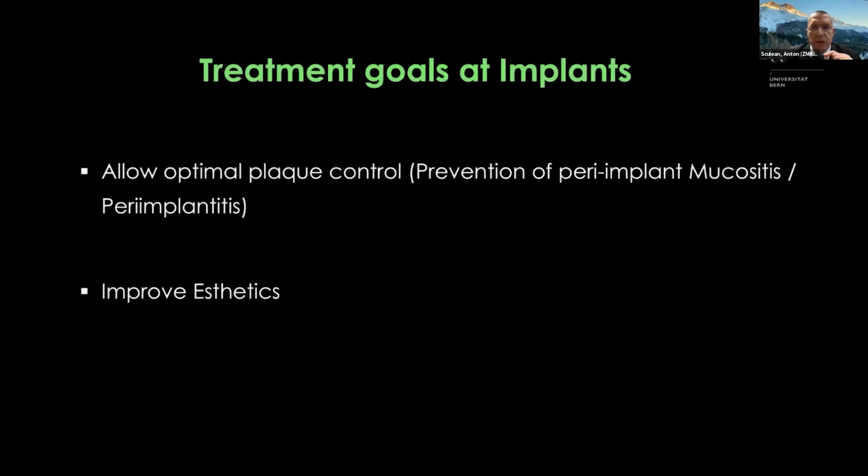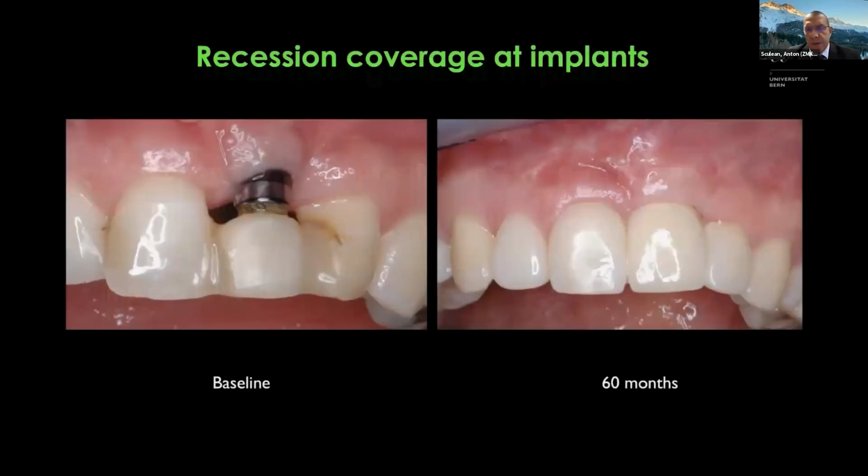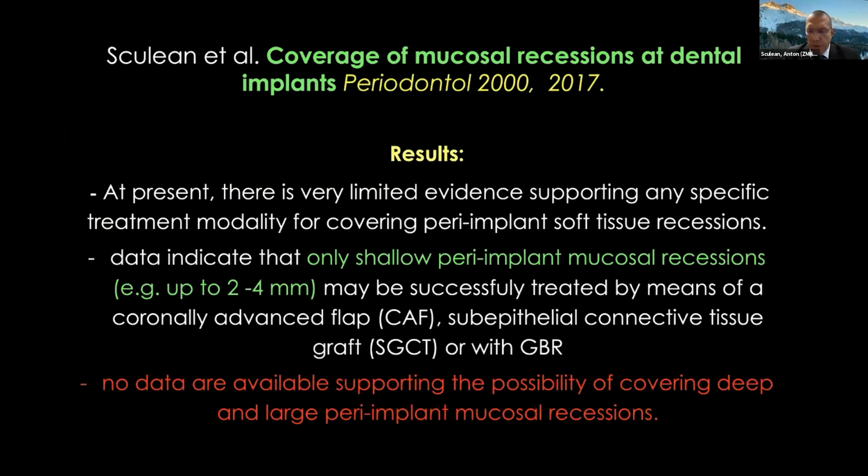What about the treatment goals at the implants? We have 2 treatment goals. The most important is to help the patient to clean better, to prevent periimplant mucositis and periimplantitis, and of course, to improve the aesthetics, especially when the implants are placed in the aesthetically demanding area. And this treatment should result in a stability.